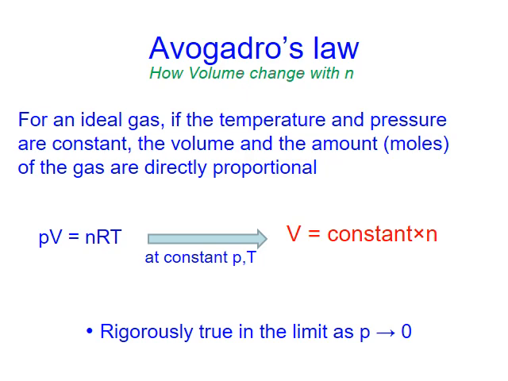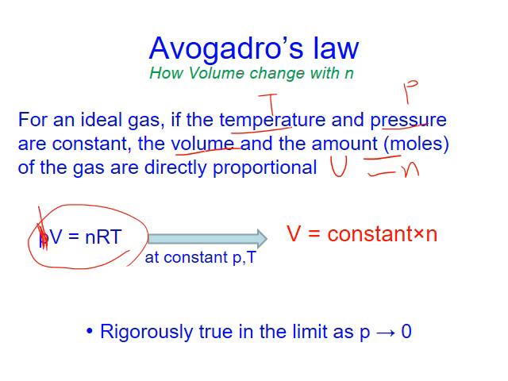Avogadro's law states that for an ideal gas, when the temperature T and pressure P are constant, then the volume V and the number of moles n are proportional to each other. We can also see this comes from the ideal gas law, that when pressure and temperature are constant, volume and the number of moles are proportional to each other. Just like other individual laws, Avogadro's law is only valid when pressure approaches zero.